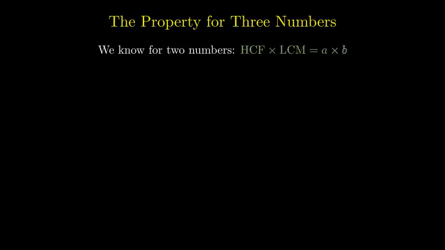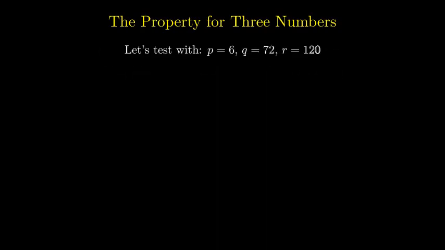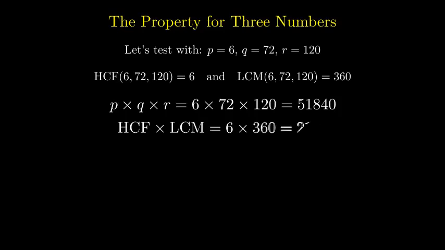For two numbers a and b, we know the useful property, HCF multiplied by LCM equals a multiplied by b. But does this property hold for three numbers p, q, and r? Let us test with p equal to 6, q equal to 72, and r equal to 120. The HCF of these three numbers is 6, and their LCM is 360.